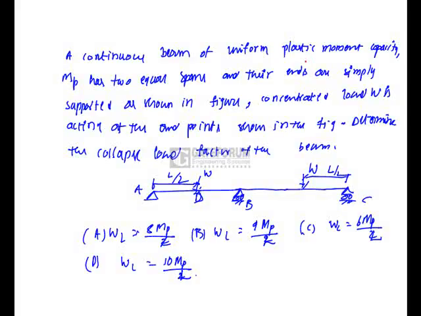Question: a continuous beam of uniform plastic moment capacity MP has two equal spans and its ends are simply supported as shown in the figure. Constant loads W act at the points shown in the figure. Determine the collapse load factor of the beam. So let me assume that collapse occurs in the span AB first, with the formation of the mechanism indicated in the figure.